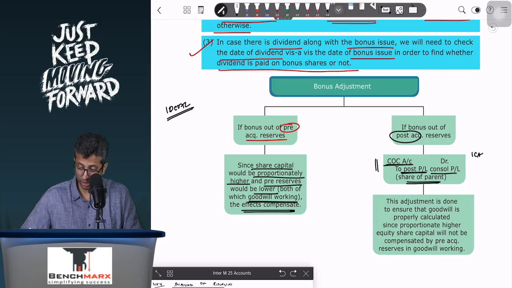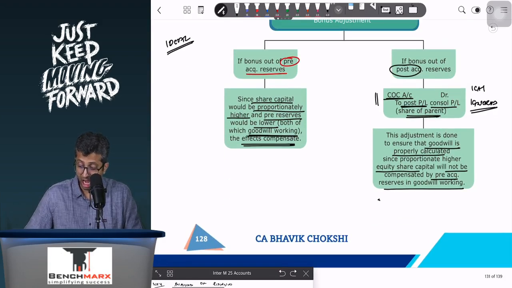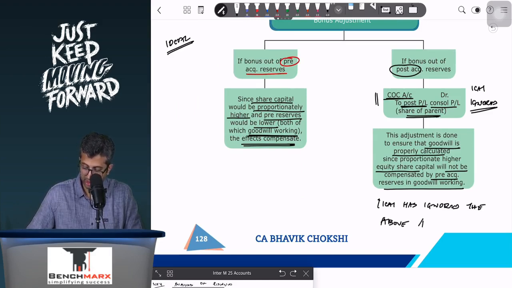ICAI has ignored it. So I'm not going into too much detail, otherwise you will be confused. If you see the sum which is even there in the study material, which we will do after this, they have ignored this. This adjustment is done to ensure that goodwill is properly calculated, since proportionately higher equity share capital will not be compensated by pre-acquisition reserves in goodwill working. ICAI has ignored the above adjusting entry, and hence we will also ignore the same.